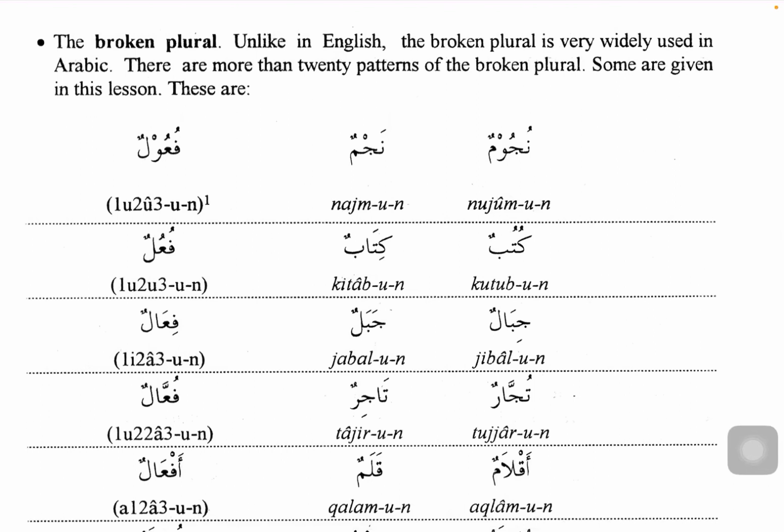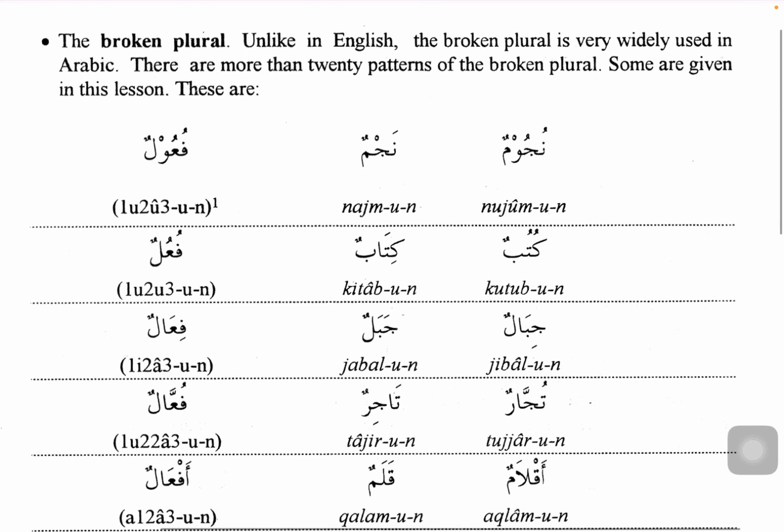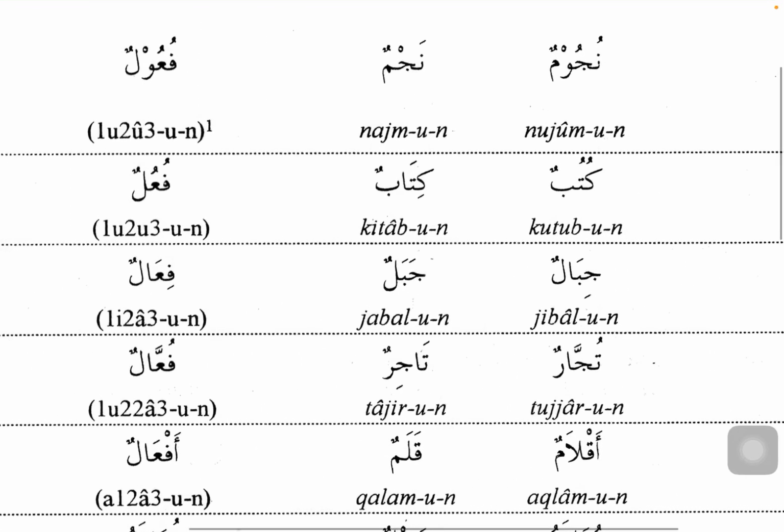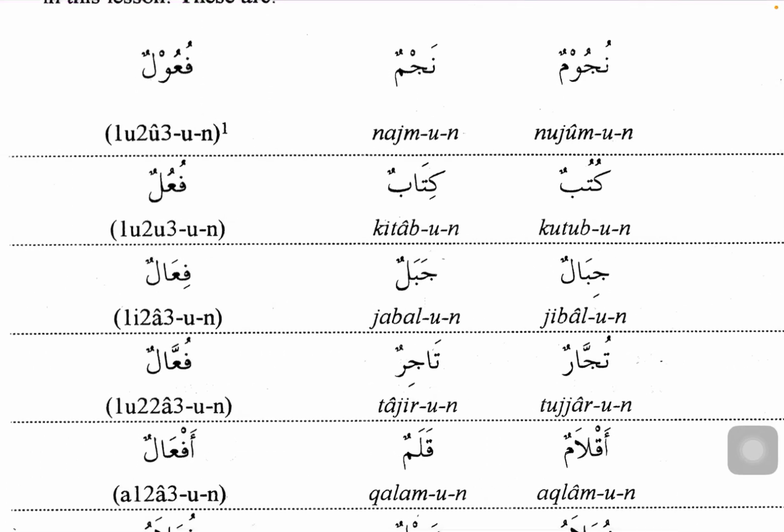The broken plural, unlike in English, is very widely used in Arabic. There are more than 20 patterns of broken plural. Some are given in this lesson. So we have a few forms. Now, as I mentioned in our previous lesson, it's not very productive to sit down and just memorize the forms and the words that come under each form. We will introduce ourselves to some of these forms and look at an example for each one. As we build up our vocabulary of singulars and plurals, this will come naturally, and the most frequently used words will be memorized automatically as we study.